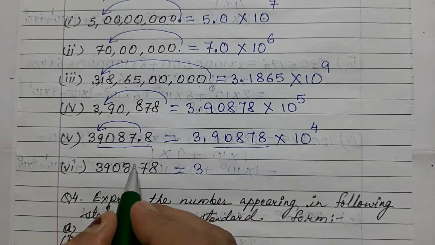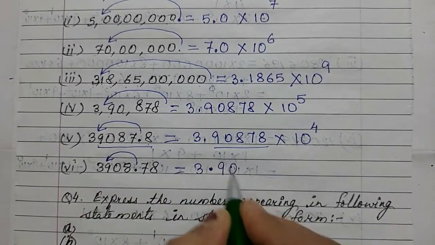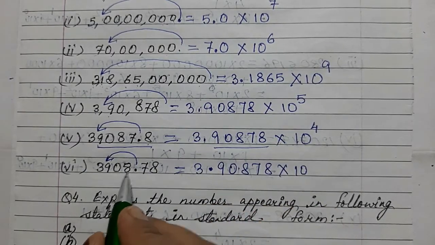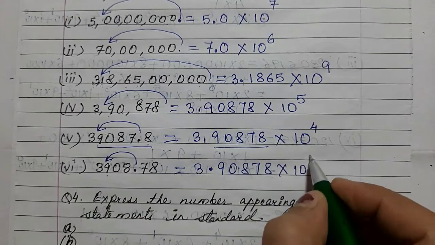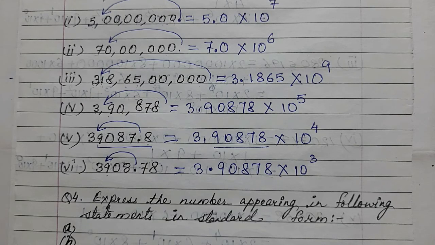3. Now decimal is coming from here to here. 3.90878 multiplied by 10 to the power 1, 2, 3. So it is coming 3 places ahead. Next question, question number 4. Express the number appearing in following statement in standard form. Here I am not writing the full statement. I have just extracted the numbers from the statement.